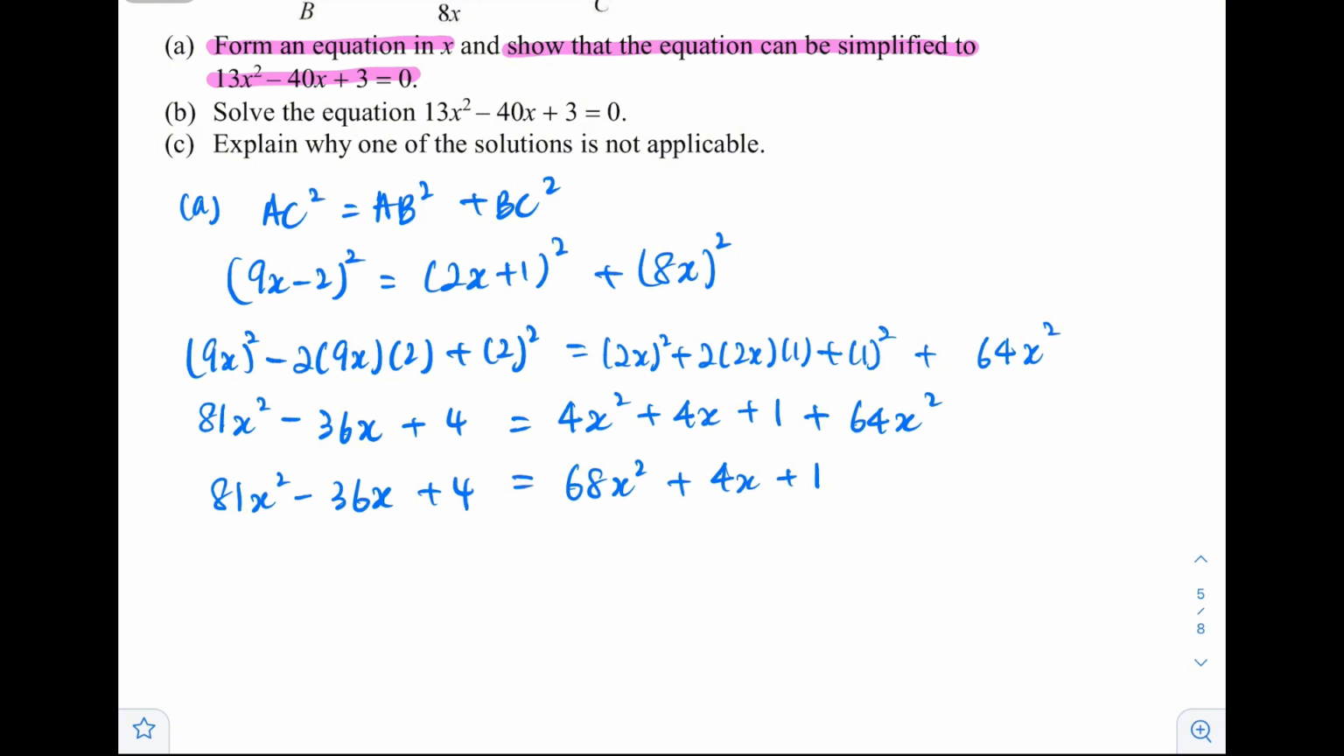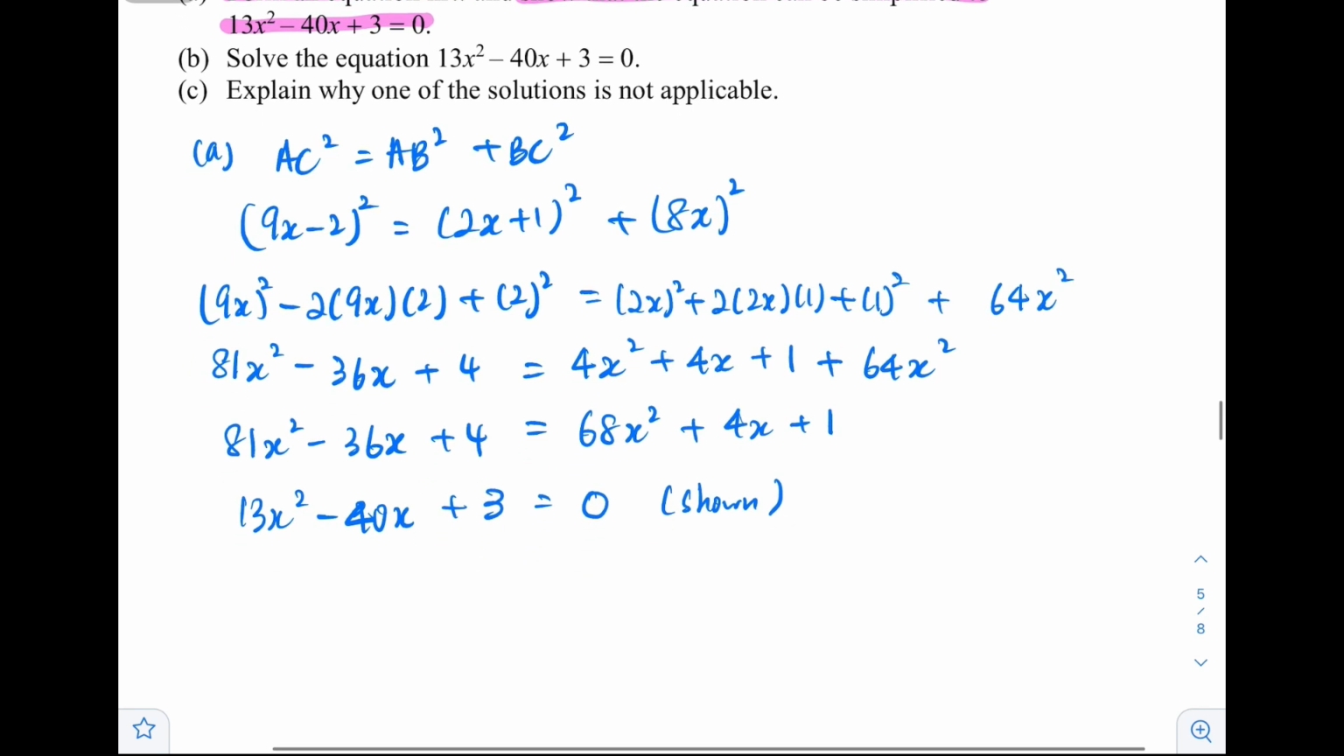Now let's subtract 68x squared on both sides. 81 take away 68x squared, I'm left with 13x squared. Now I subtract the 4x on both sides, negative 36x minus another 4x will be negative 40x. Then I subtract 1 on both sides, 4 minus 1, I will be left with 3. So on my right hand side, I'm left with 0. We can see that this equation we have obtained is the one we are supposed to get. So we have shown it. That's how you do part A.